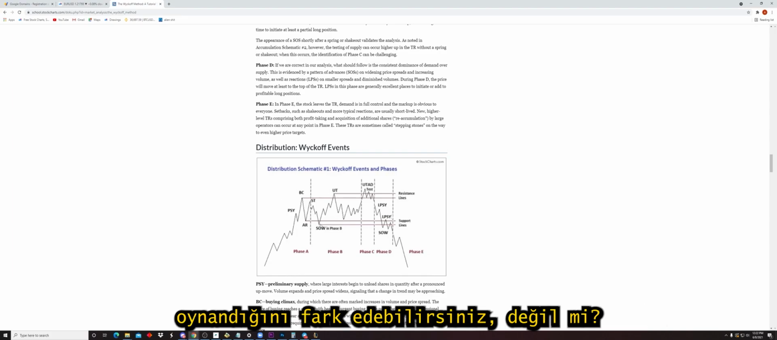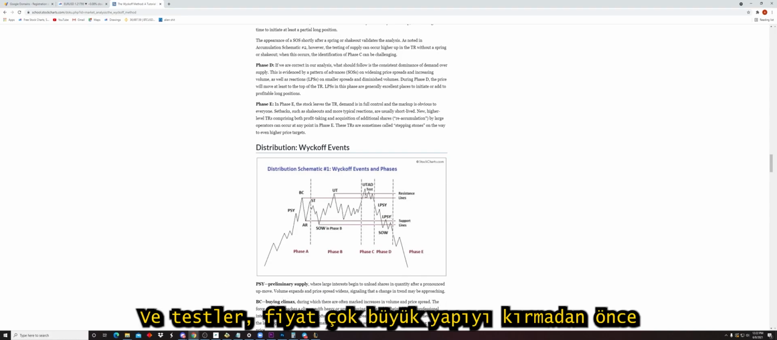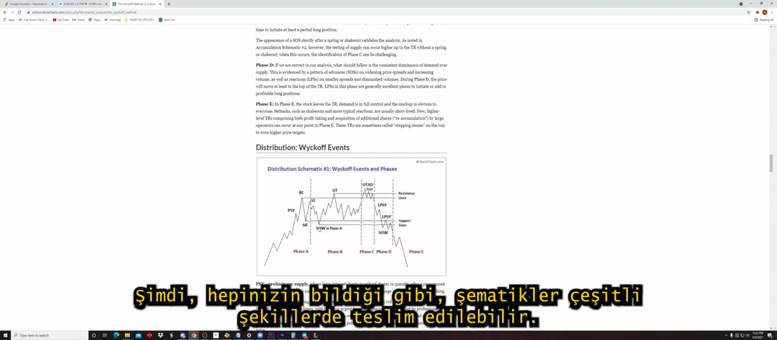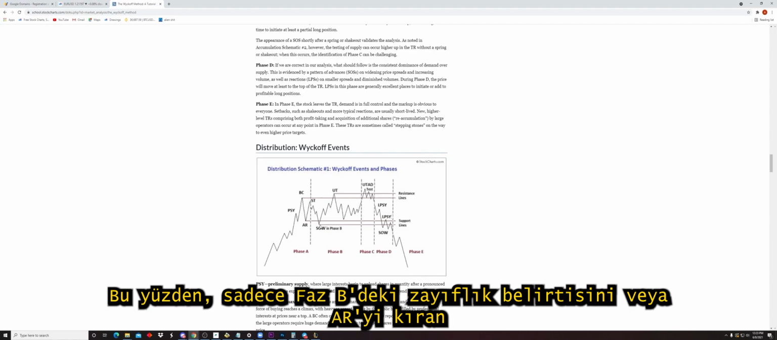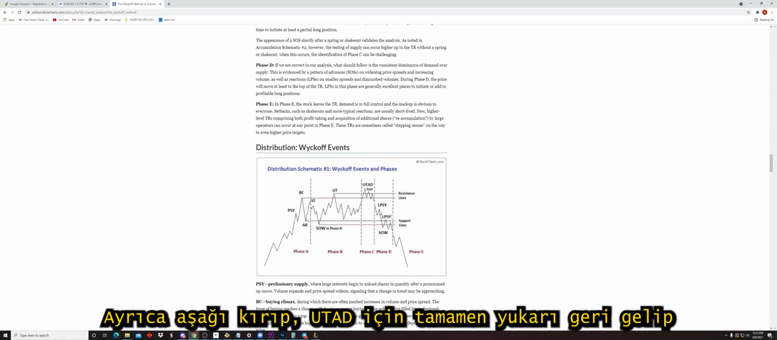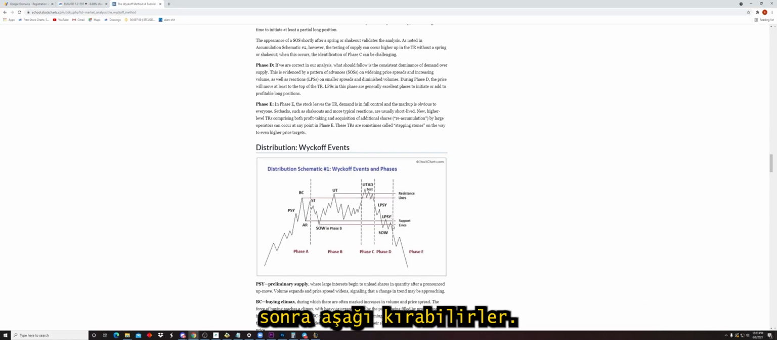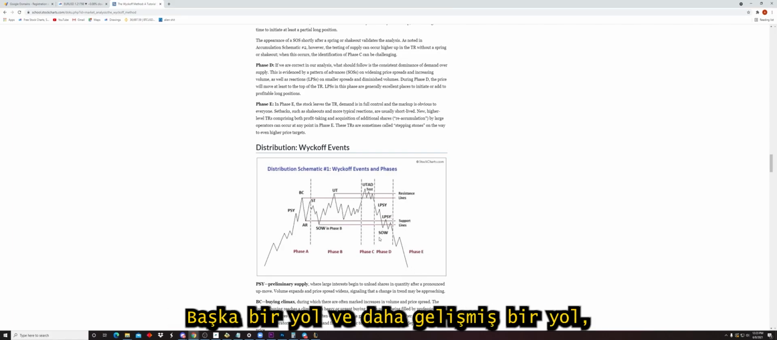Where basically there's going to be a UTAD and there's going to be breakdowns in price, and the tests are going to happen before price breaks very large structure. Now, as you all know, schematics can be delivered in a number of ways, and they have the Snowflake rule. So you can choose to utilize only schematics that break the sign of weakness in phase B or the AR, and then come back up to test, because they don't have to just break down in LPSY all the way down. They can also break down, come all the way back up to test the UTAD, and then break down. That's one way to view schematics.